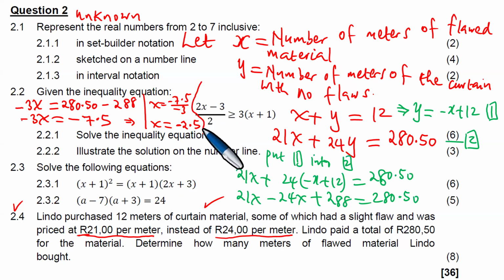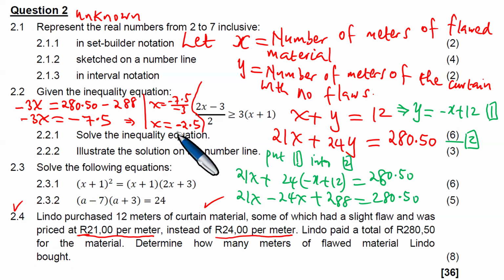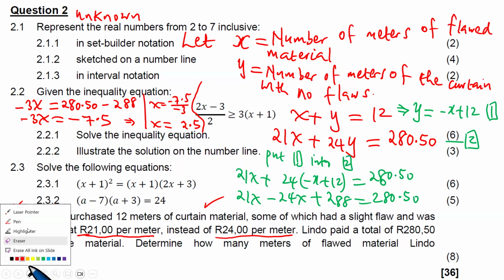So that is exactly the answer. So anyway, it's plus 2.5, excuse me. Because we're dividing a negative by a negative, so it's plus. Okay, right. We're dividing a negative by negative, and then we're getting a plus.